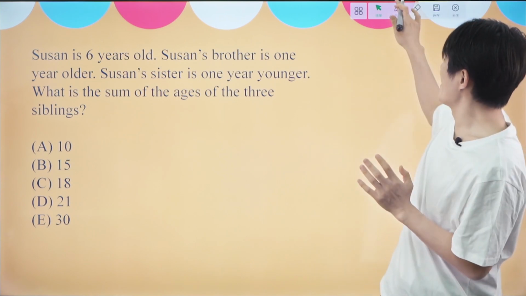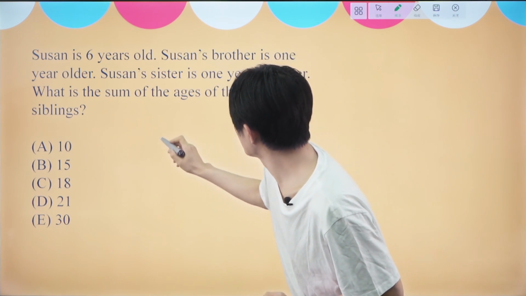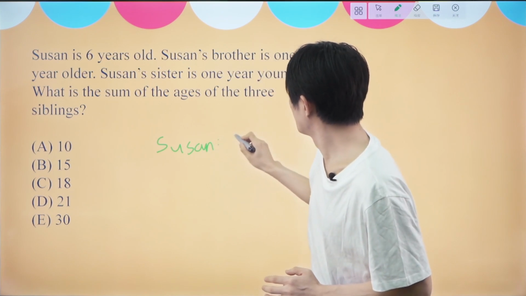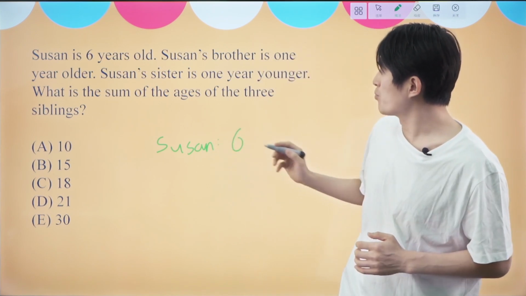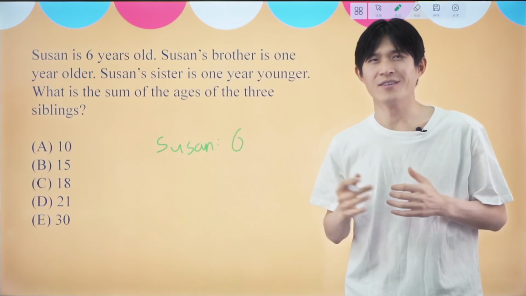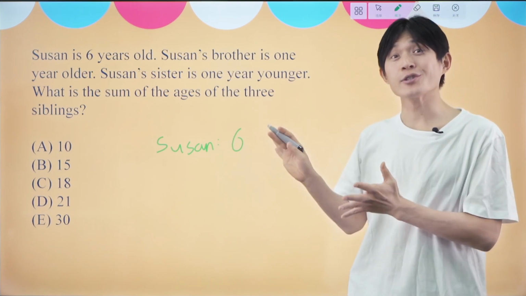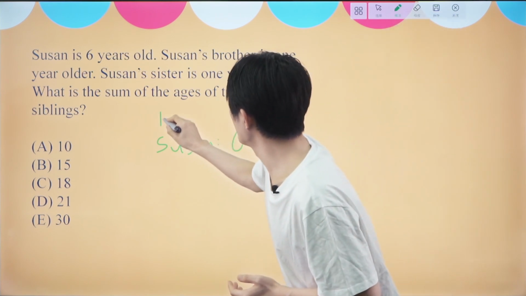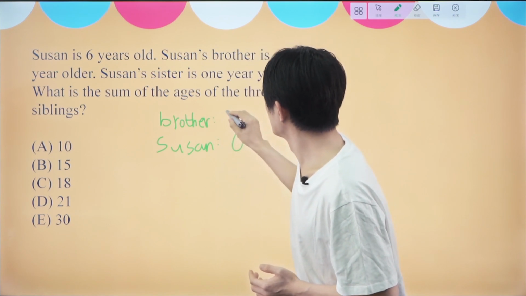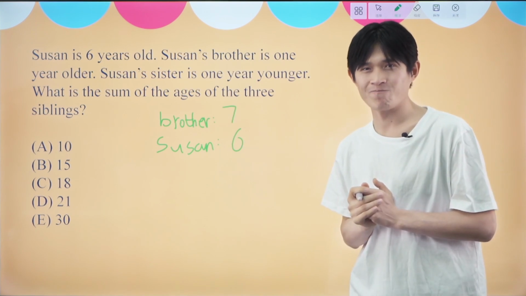So, we know that Susan is 6. And Susan's brother is 1 year older. So that means Susan's brother will be 6 plus 1. Here we go. 7. Susan's brother is 7 years old.